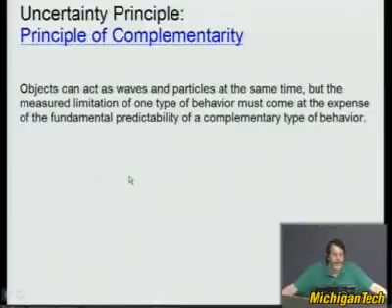So one fundamental way this is phrased is objects can act as waves and particles at the same time. But the measured limitation of one type of behavior must come at the expense of the fundamental predictability of a complementary type of behavior. So in some sense, a photon can act like a particle, sort of like a bowling ball, and you know where it's going to go. But they must act as a wave and a particle at the same time. And if you measure one behavior, you limit the other.